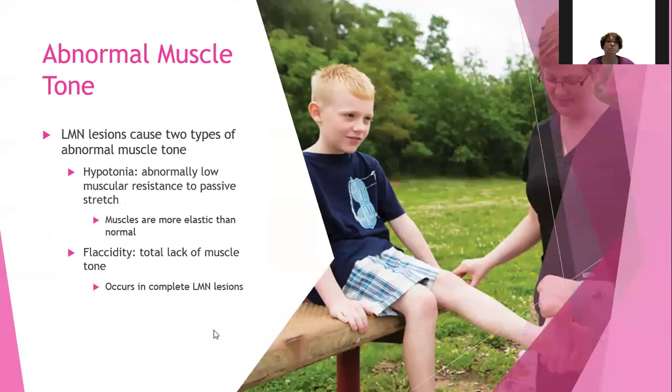Abnormal muscle tone: usually lower motor neurons cause abnormally low muscle tone or total lack of muscle tone. So hypotonia is abnormally low muscular resistance to passive stretch. So muscles are more elastic than normal. And flaccidity is total lack of muscle tone. So if you have a complete lower motor neuron lesion, the muscle will be flaccid. It will have zero tone in it. And once you feel what a flaccid muscle feels like, you'll know.